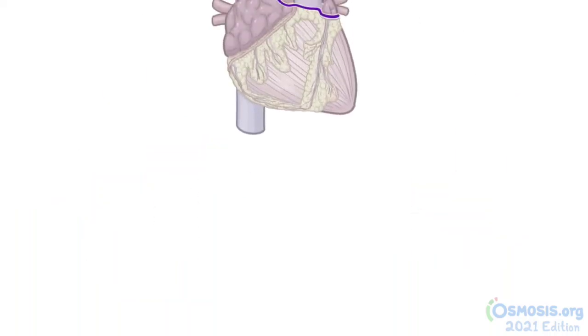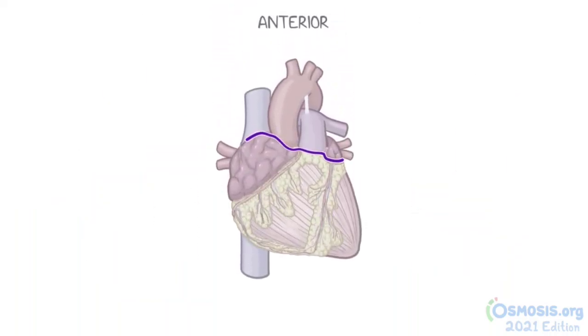It's important to understand what comprises the borders of the heart, because the heart is rotated to the left on its longitudinal axis within the mediastinum, so the apex is directed more posterolaterally. The superior border is formed by the right and left atria.